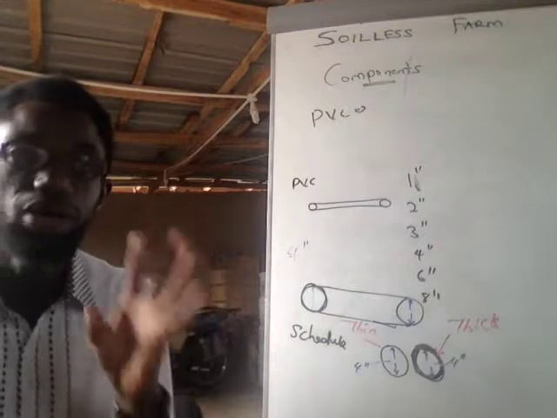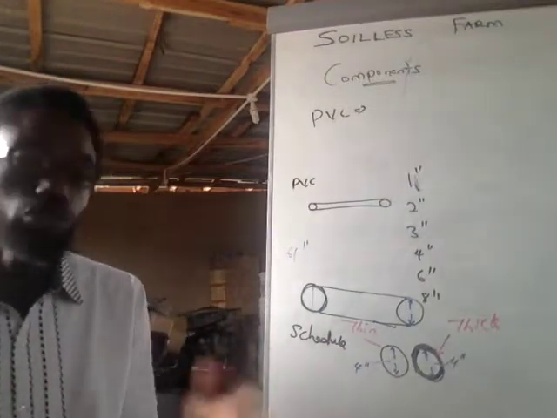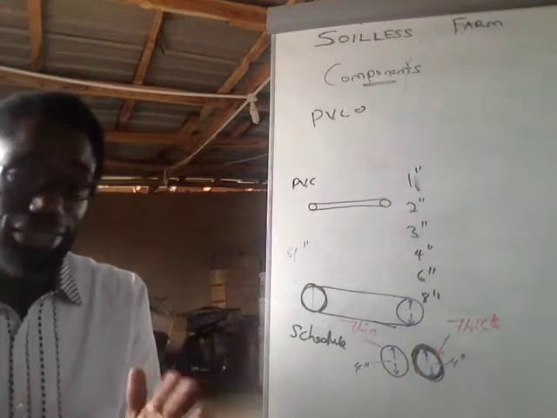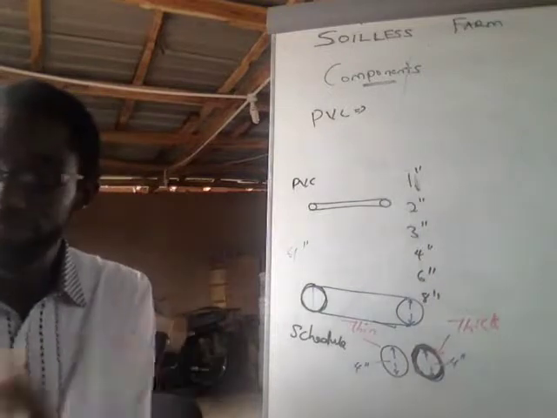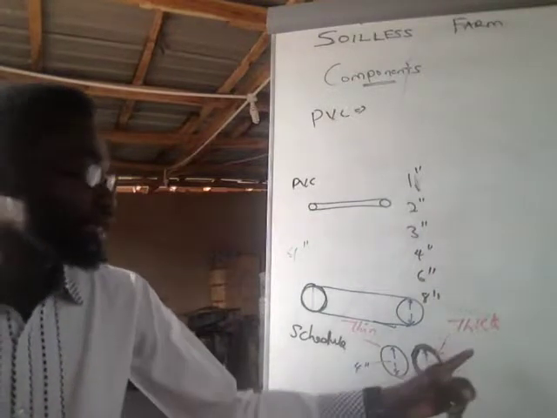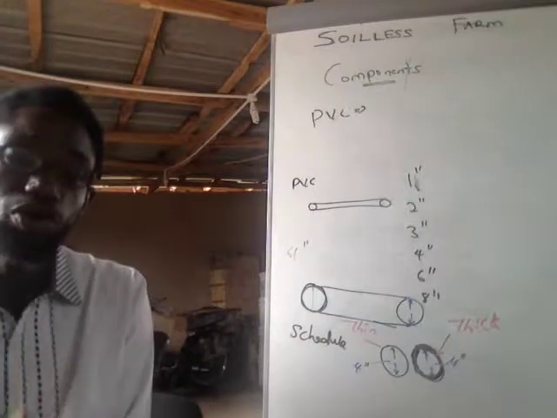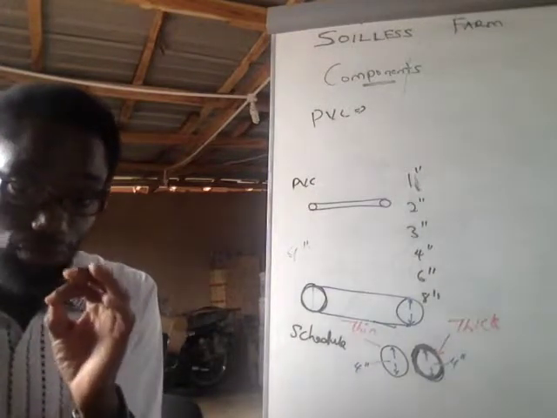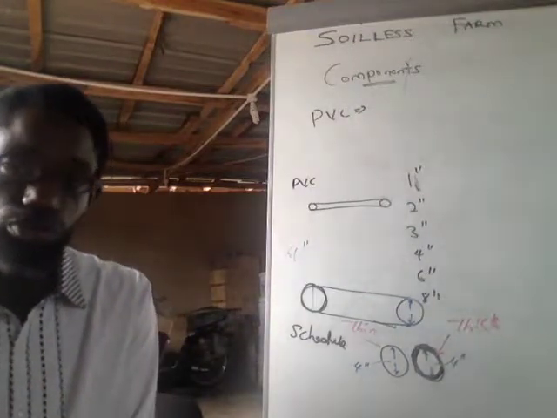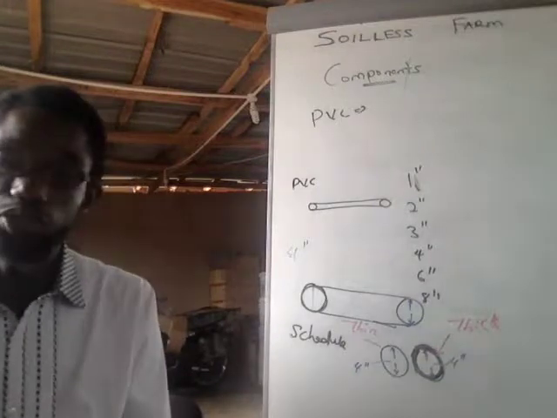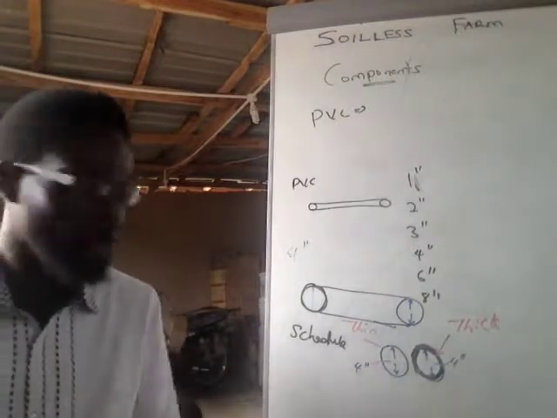Now, in most countries where they try to follow standardization, your thin schedule comes as white PVC and your 80 schedule comes as gray or other colors of PVC. In Nigeria, I don't know, very few people tend to follow the rules of using color to denote what it is. But just remember, the most important thing is one is thin, one is thick.